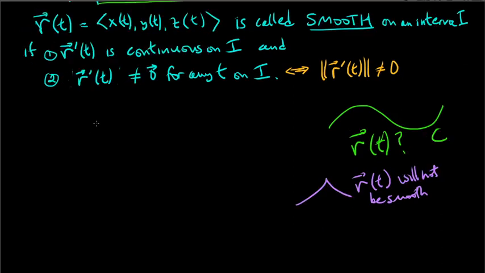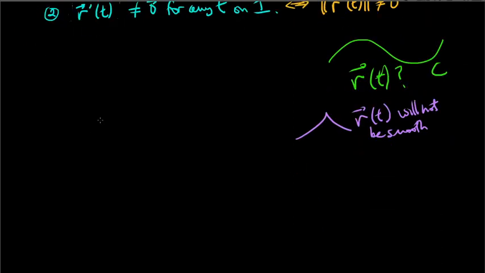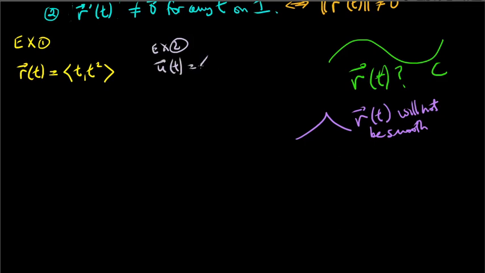And so here's a good example of that. I don't want to spend too much time on it, but this will illustrate the point. We have two vector valued functions, and these will just be in a plane, not in space. The first one will be r of t equals t, t squared. And then the second one, let's say u of t will be t cubed, t to the sixth.